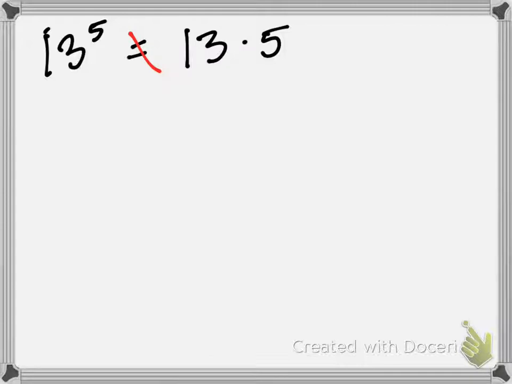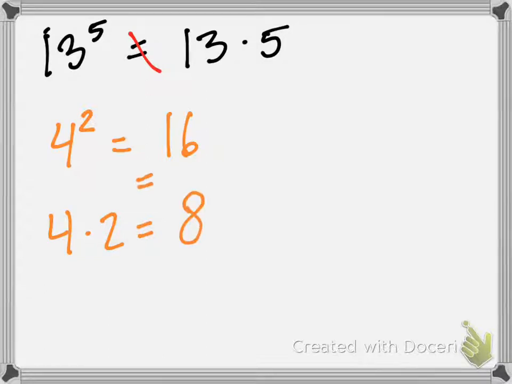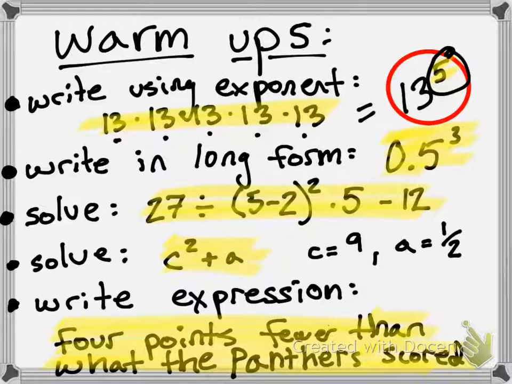Let's look at this one. Let's look at 4 squared and 4 times 2. What is 4 squared? Who can tell me, Lucy? 16. What is 4 times 2, Ben? 8. Which means that these two are not equal. No, they're not. So, let's look at the next one.